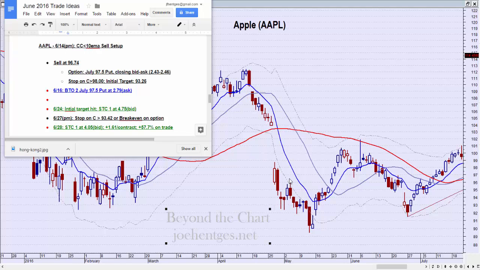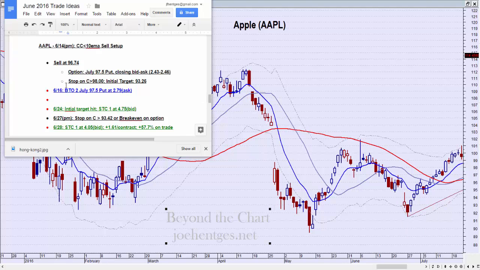I saw the setup of two consecutive closes below the 10 exponential moving average here. And so what I was looking at was a break of the two-day low in here, which was 96.75. So I said sell at 96.74. I suggest an option. Here was the closing bid and ask on that option, so they have an idea what the price range is on that option. And then I suggest a stop, and I have an initial target of 93.26, which was right down in here.